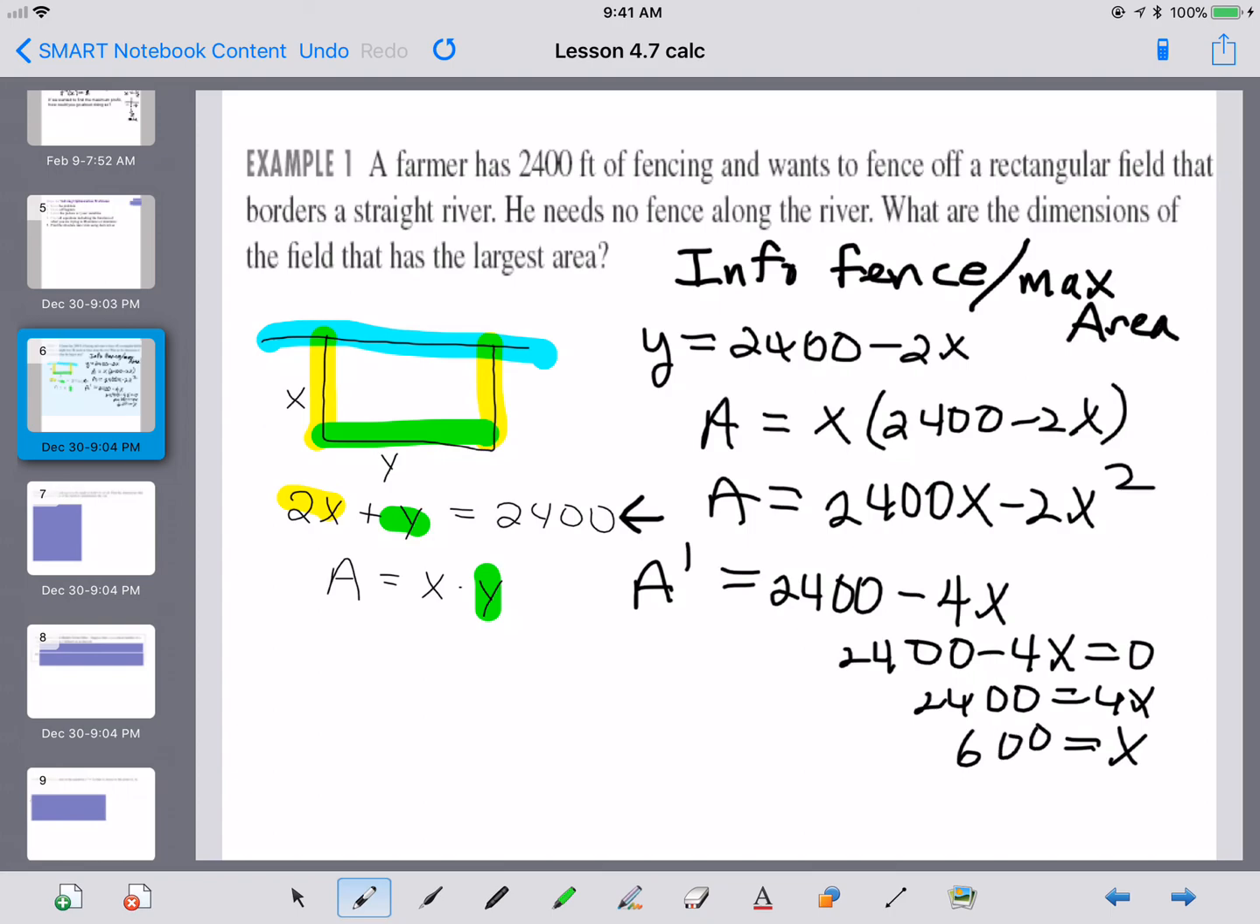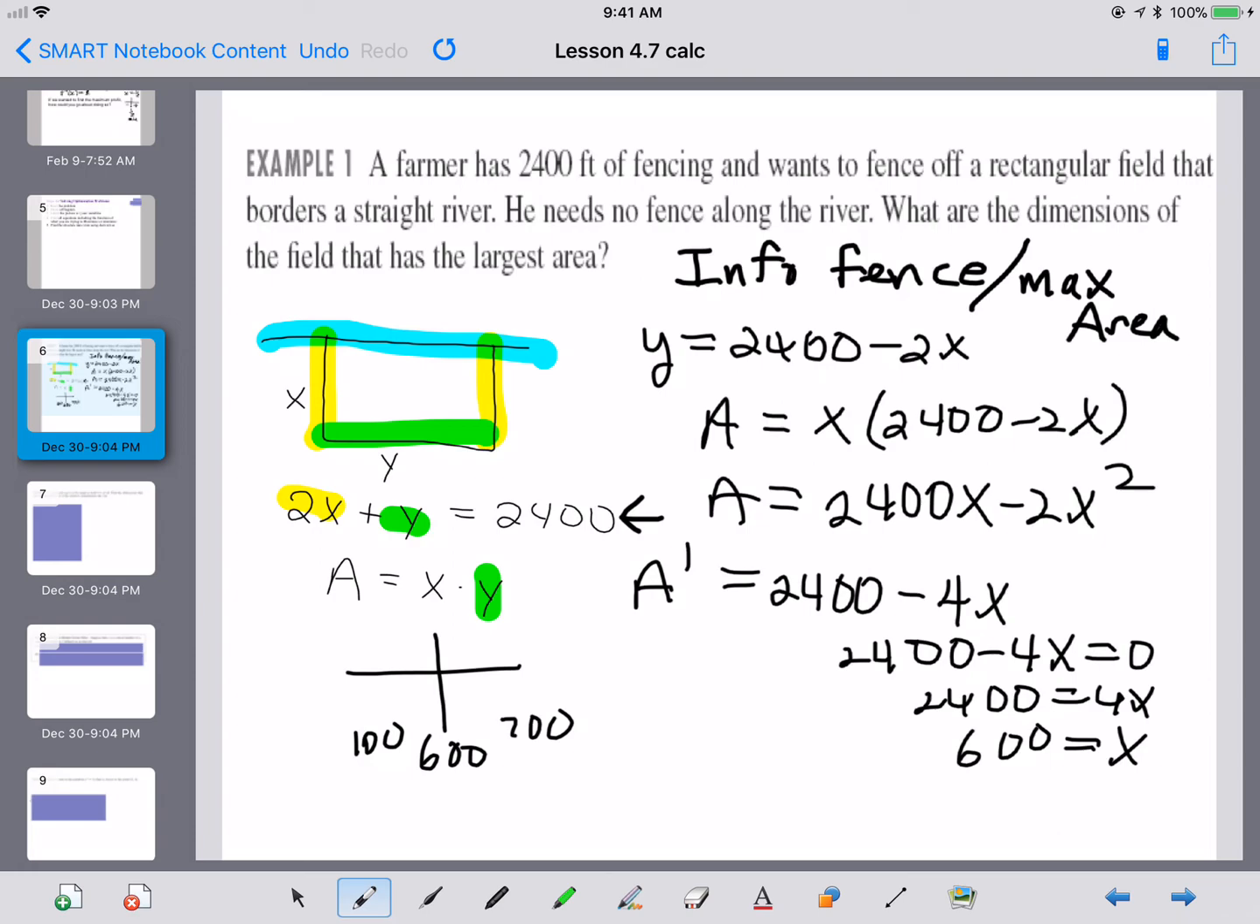Now, is it a maximum? Well, it's our only one. They're usually going to design the problem so that it's going to be a maximum. Otherwise, why would they ask that? But let's just take a moment to remember the ways that we can tell if it really is a maximum. If we made a chart when x is equal to 600, we can plug in things like 100 and 700.